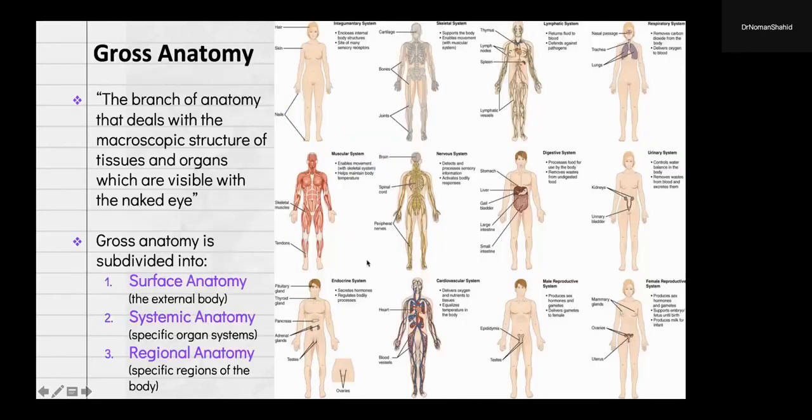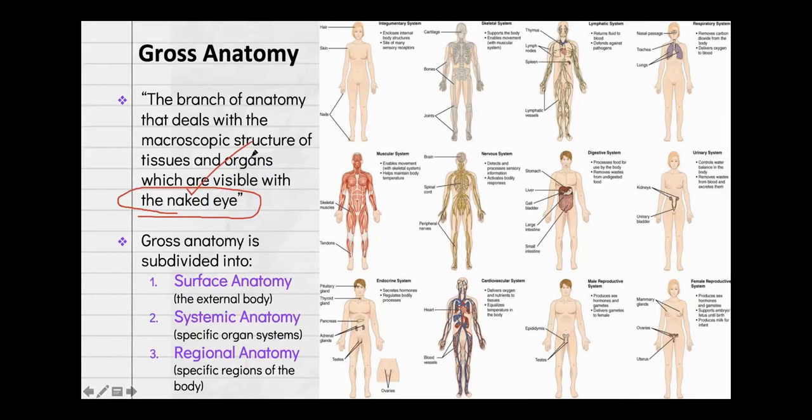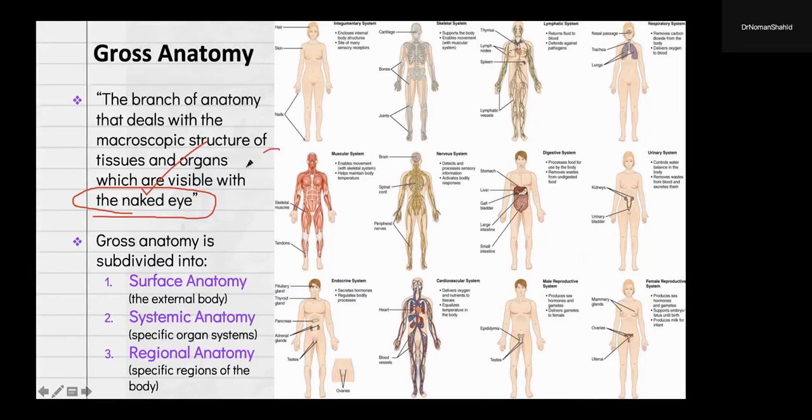So under gross anatomy, we said that this branch of anatomy deals with the macroscopic structure or tissues of organs which are visible with the naked eye. We don't need any microscope because we can see them with our eye. What do you mean by naked eye? Without the help of some aid, without the help of a microscope. Okay. And then gross anatomy is subdivided into surface anatomy, the external body.